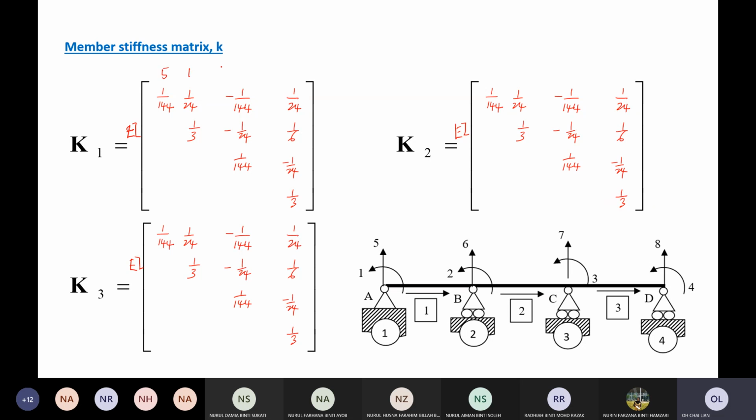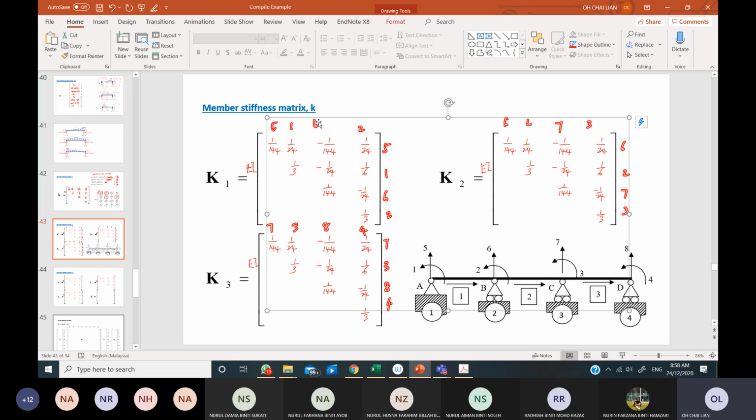5, 1, 6, 2. What is here? 6, 2, 7, 3. Then it will be 7, 3, 8, 4. Okay, so this is how you give a numbering to the member stiffness matrix.